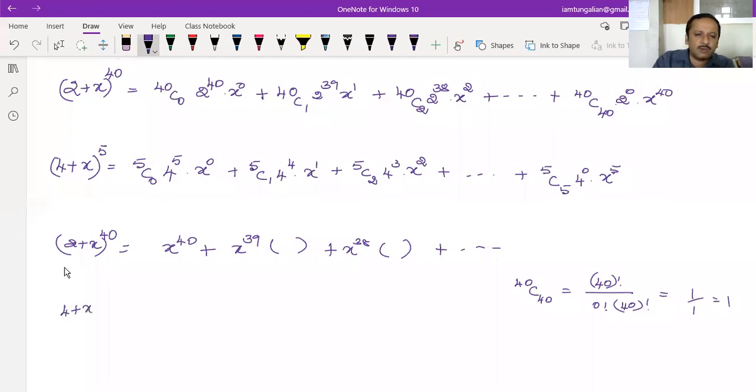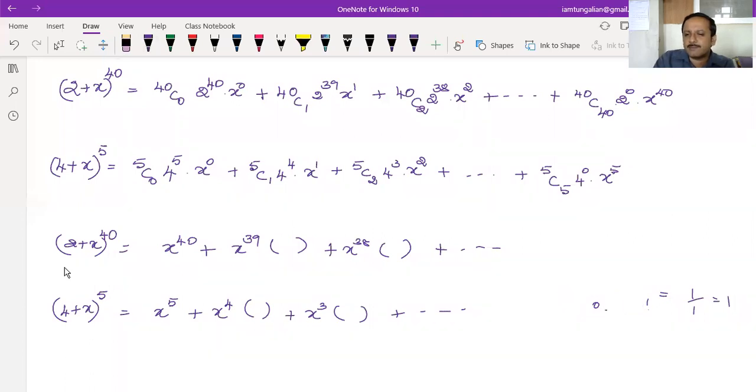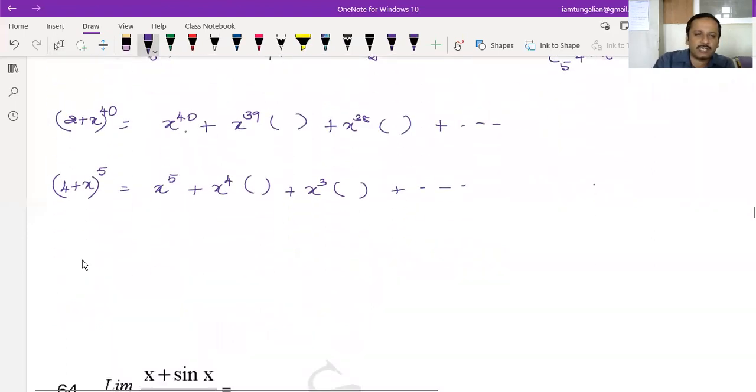Similarly, 4 plus x whole power 5 is a polynomial of degree 5. I can write this as x power 5 plus x power 4 into some number plus x cube into some number, etc. This first expansion is a polynomial of degree 40. Second term is a polynomial of degree 5. Now, if I multiply them, say first term with the first term, x power 40 into x power 4 will give you x power 44. x power 40 into x cube will give you x power 43, and so on. So this product is there now.